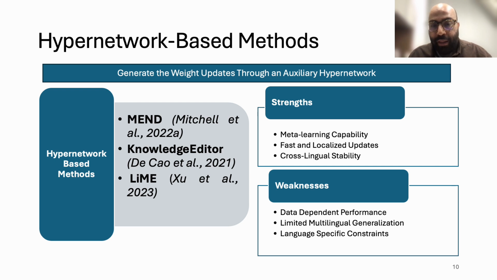Hypernetwork methods generate the weight updates through an auxiliary hypernetwork. Examples of this include MEND, Knowledge Editor, and LiNE. Their strength is that they provide this meta-learning capability, as we learn to generate the edits automatically without manual parameter selection. They are fast and localized. They provide efficient, targeted updates with minimal interference with other knowledge, and they provide cross-lingual stability.